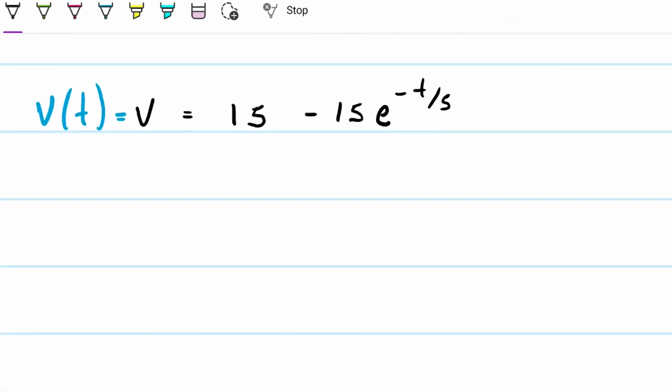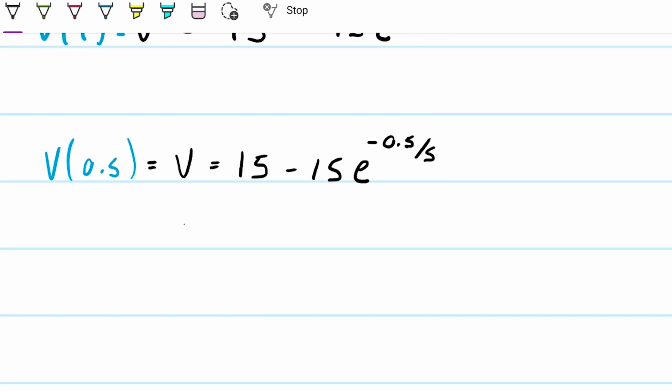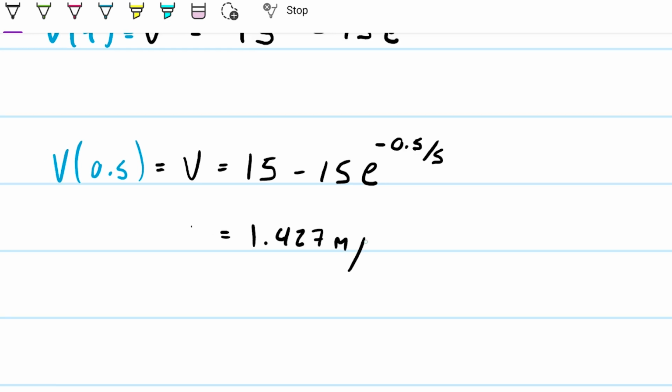All right, so now what I can do is ask: what is the velocity when my time is 0.5, which is the question that's being asked? What will be that velocity? Well, the velocity will be 15 minus 15 e to the minus 0.5 divided by 5, so e to the minus 0.1. And this happens to be 1.427. And this is going to be meters per second.